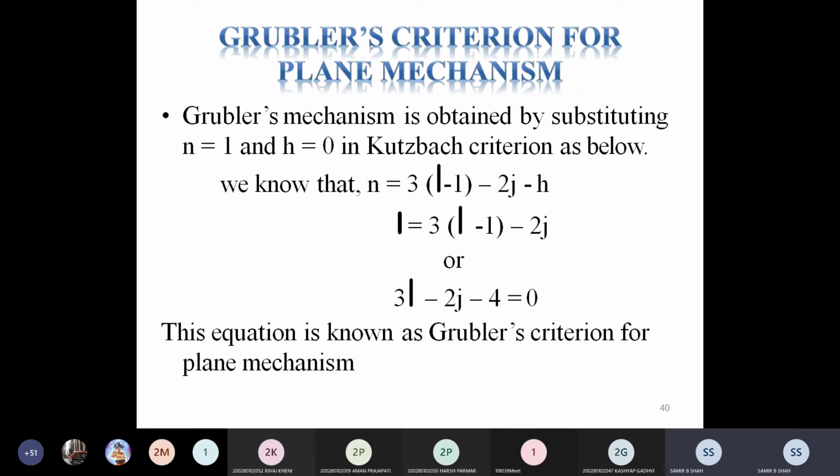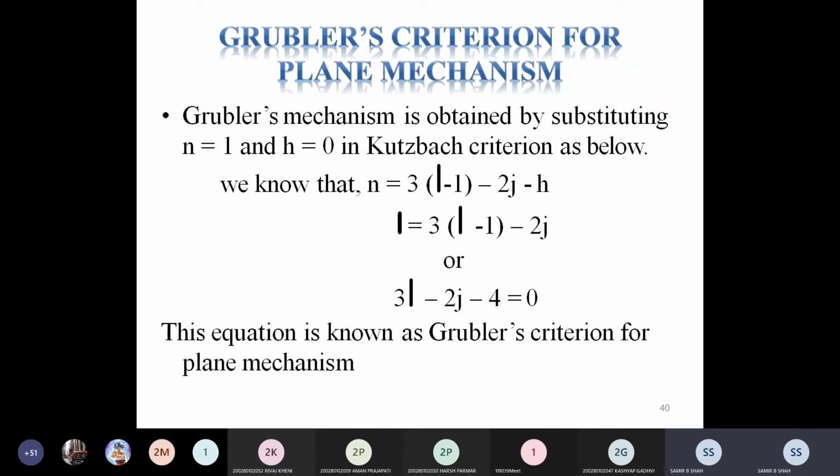Grubler's criteria is obtained by substituting n is equal to L and h is equal to 0. In place of n we put L and h is equal to 0, then it is known as Grubler's criteria. Sometimes it may also be asked in your exam. So 3L, I already derived the equation, so please refer to it. Very easy, nothing to be confused about in the equation.